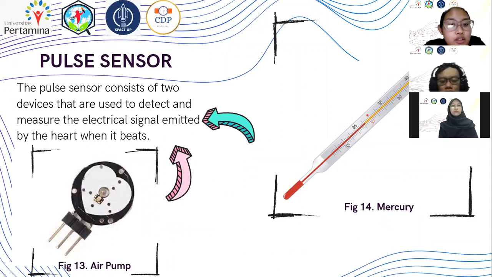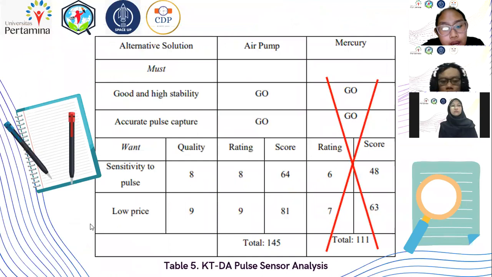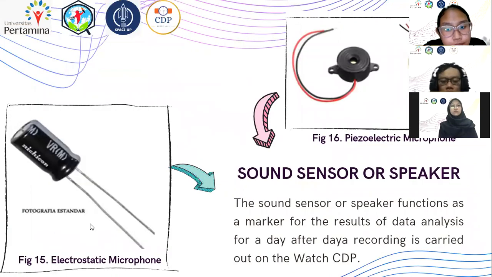The pulse sensor consists of two devices that are used to detect and measure the electrical signal emitted by the heart when it beats. Figure 13 is the image of an air pump, and figure 14 is an image of mercury. The higher score of the KTDA method is the air pump.